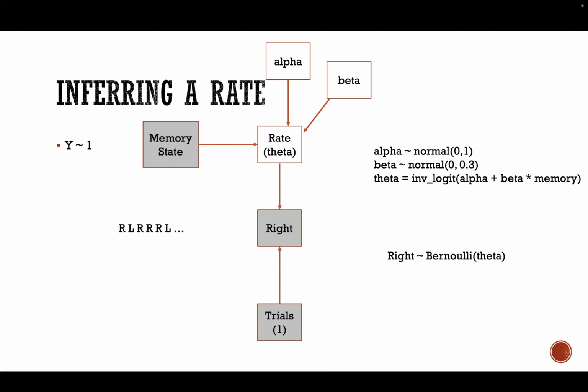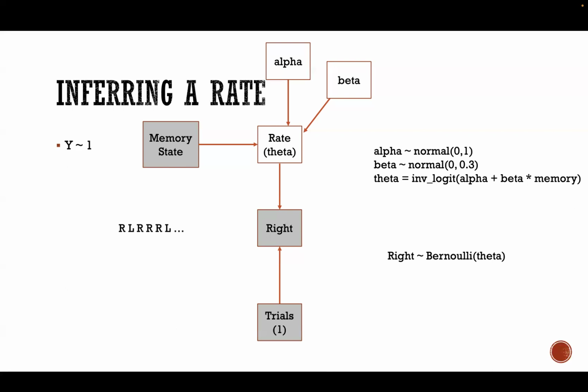And then we need to put priors. We can put a prior on alpha. That's very broad. We have no idea whether this participant has a right or left bias. Normal distribution with a mean of 0, standard deviation of 1. And then the beta is a bit more constrained, right? Because we want the model to really show that the participant is using memory. The normal distribution with a mean of 0 and a standard deviation of 0.3.